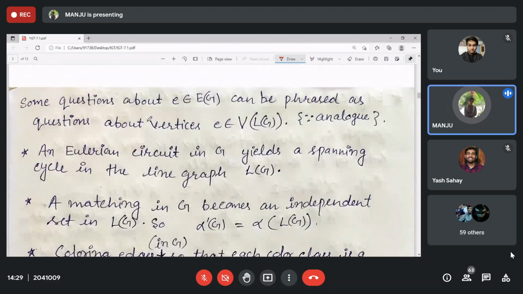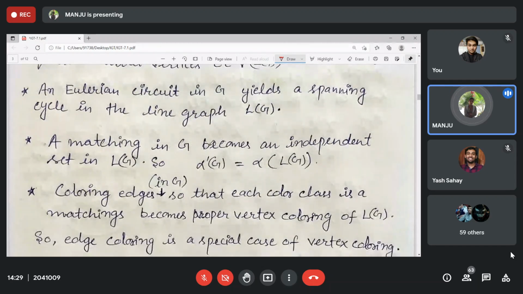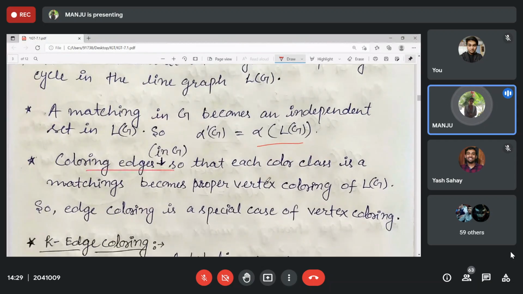Yeah, I already told you that any vertex coloring in L(G) will be the same as edge coloring in graph G, right? The coloring of edges, so that each color class is a matching, becomes the proper vertex coloring. So edge coloring in G becomes the proper vertex coloring in L(G). Here also it should be a proper edge coloring. Okay. Here it will become proper vertex coloring.